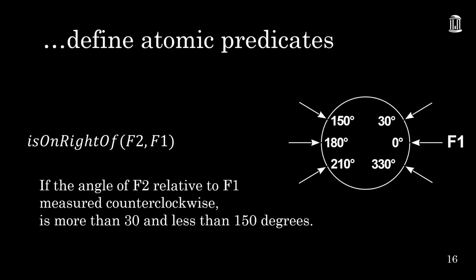For the is-on-right-of predicate for forks, we define it based on the angle between the orientation of the two forks. Imagine that the circle is the intersection area and forks approach it with different orientations. This completes our definition of the atomic predicates for the yield-to-right traffic rule.